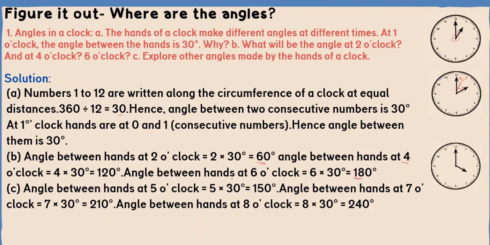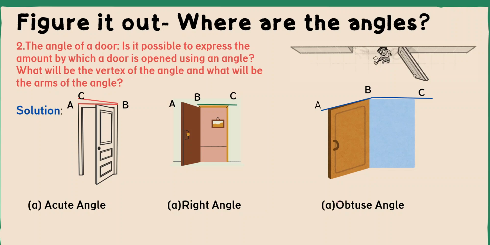If the hands are at 5 o'clock, then the angle will be 5 into 30 degrees, 150 degrees. The angle between the hands at 7 o'clock is 7 into 30, and the angle at 8 o'clock is 8 into 30, 240 degrees. So these are the different angles we have explored. Let us see question number 2.